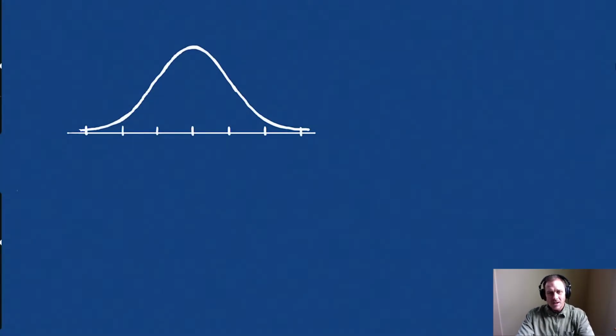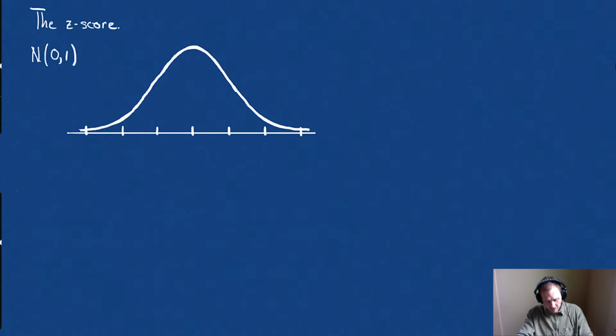This is Tom, and today we're going to take a look at what's called the z-score. So that's our title for today: the z-score. What I've drawn here is a standard normal distribution. We represent that with N(0, 1), so it has a mean of 0 and a standard deviation of 1.